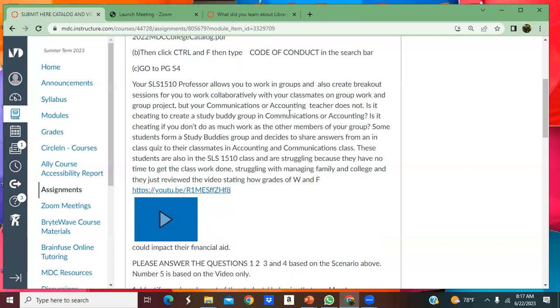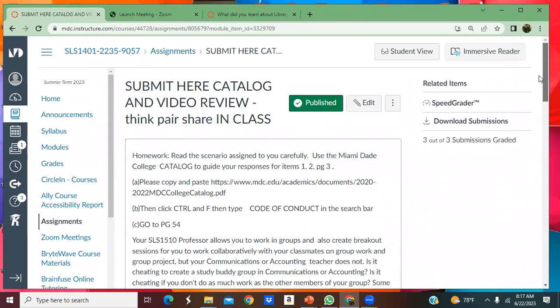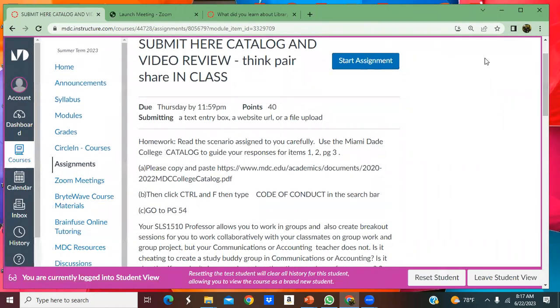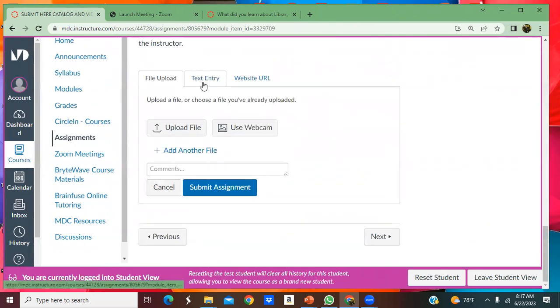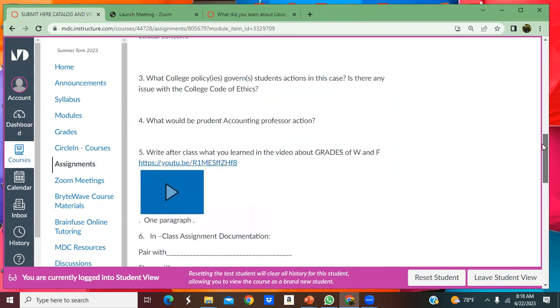Miranda, go ahead and answer question 1, please. I think one key element that would not cause an ethical concern is starting a study buddy group. Very good. Starting a study buddy group. So everyone in your text entry, well, you need to be on student view. In your text entry, when you click start assignment here, you're going to write the answer that you're discussing right here as a group. So Miranda just gave an answer that would not cause an ethical concern. Is there anything else that would not cause an ethical concern? So one was creating a study buddy group. Anything else?